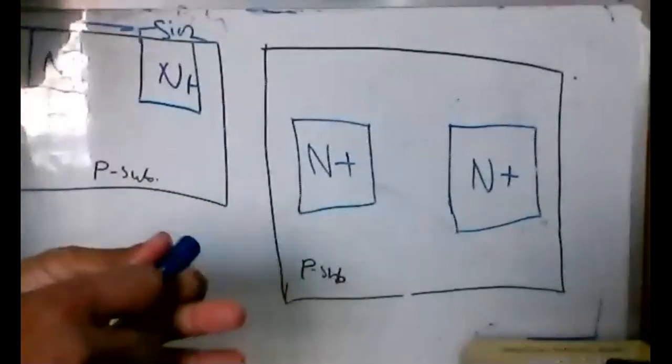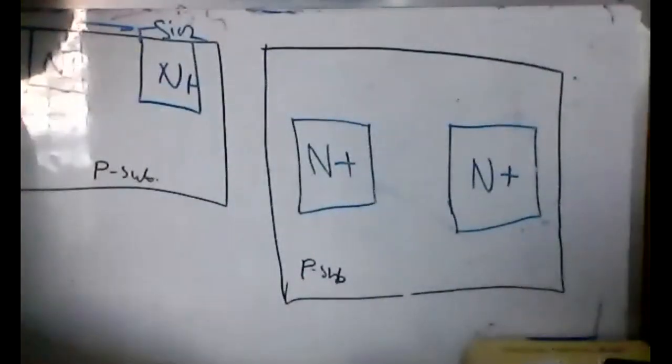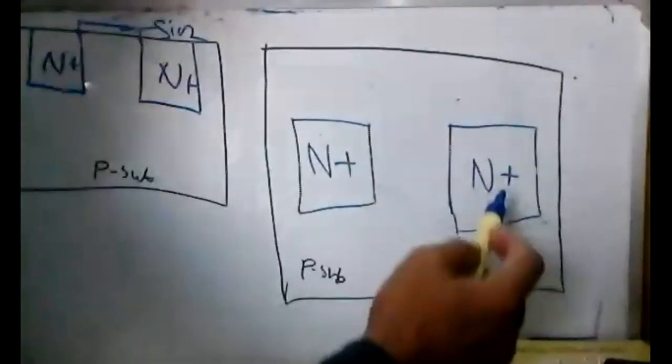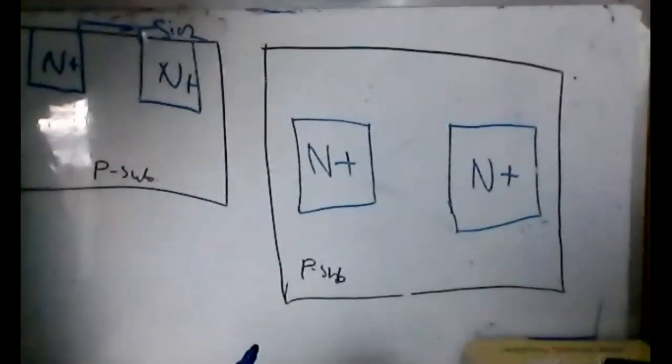Let's say this is a p substrate, right? And in here you make a hole, and here you make another hole and put arsenic in here and here, and then those two areas will be n type. N plus, because it has more concentration of electrons, so it will turn into n plus type. And this will be considered as a source and drain.